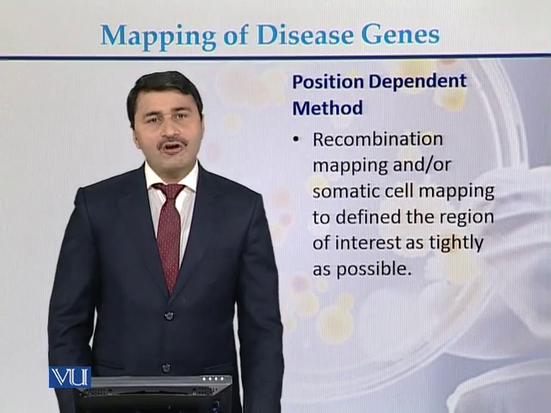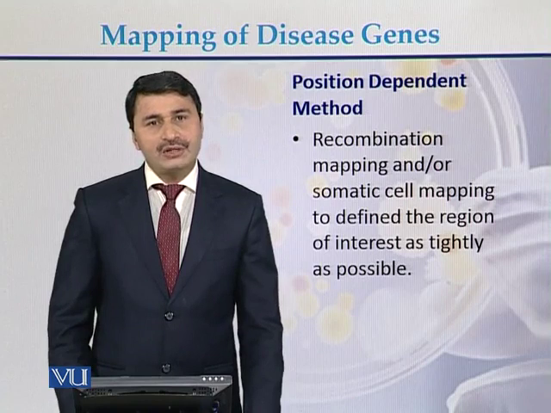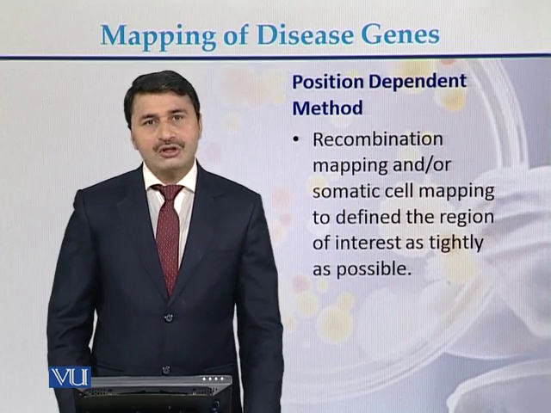While in the case of the position dependent method, usually recombination mapping or somatic cell mapping is used for the identification of the genes. The interest in this case is that, as far as possible, tight linkages will be identified between the phenotype and the gene of interest that we have to identify.